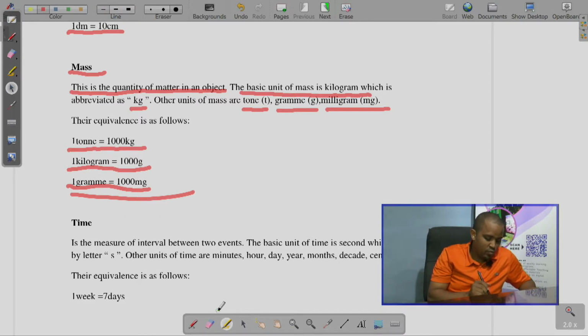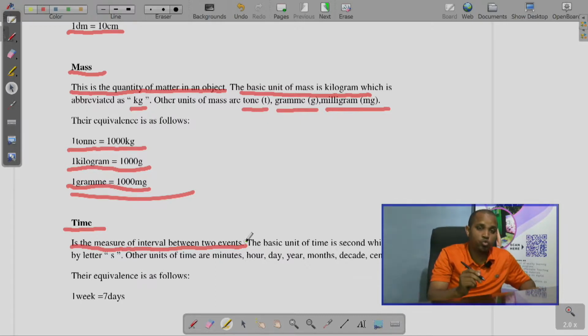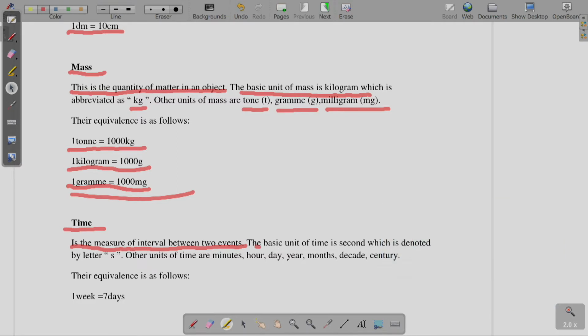So let's move to another basic fundamental quantity, which is time. So what is time? A time is a measure of interval between two events. Time can be defined as the measure of interval between two events. And the basic unit of time is always second, and it is always denoted by the letter S.